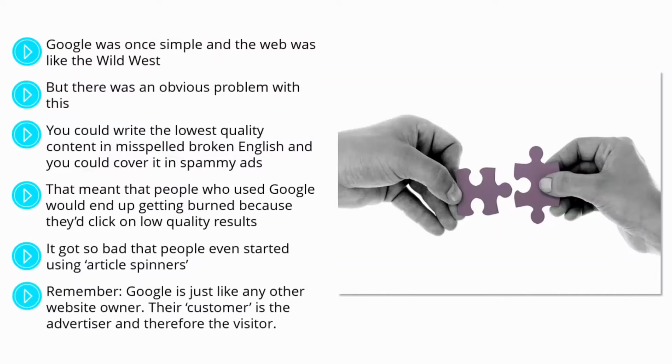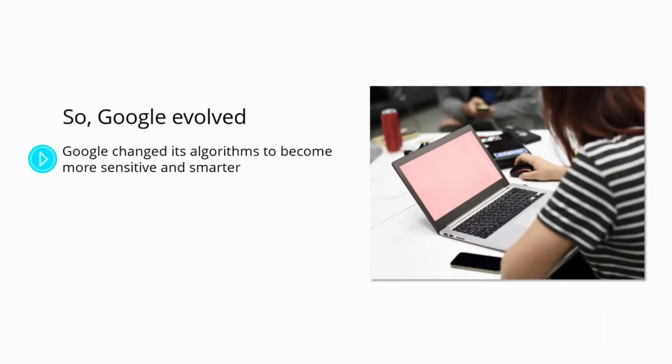Remember, Google is just like any other website owner. Their customer is the advertiser, and therefore the visitor. They have no loyalty to the website owners, and they are under no obligation to ensure that you keep getting traffic. So, Google evolved. Google changed its algorithms to become more sensitive and smarter.